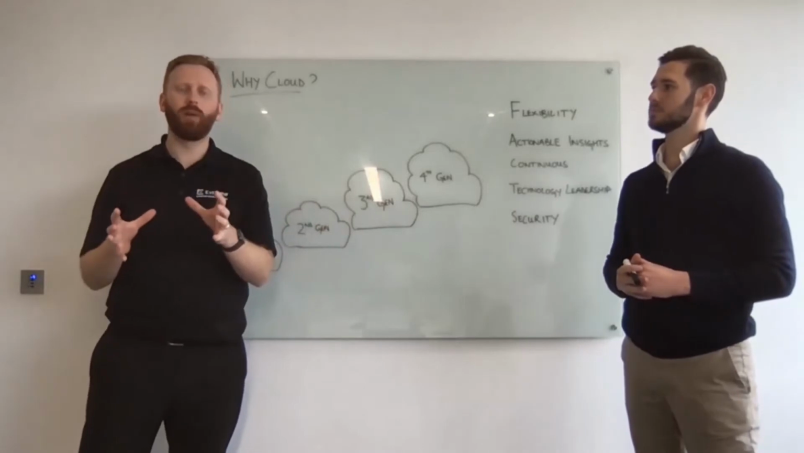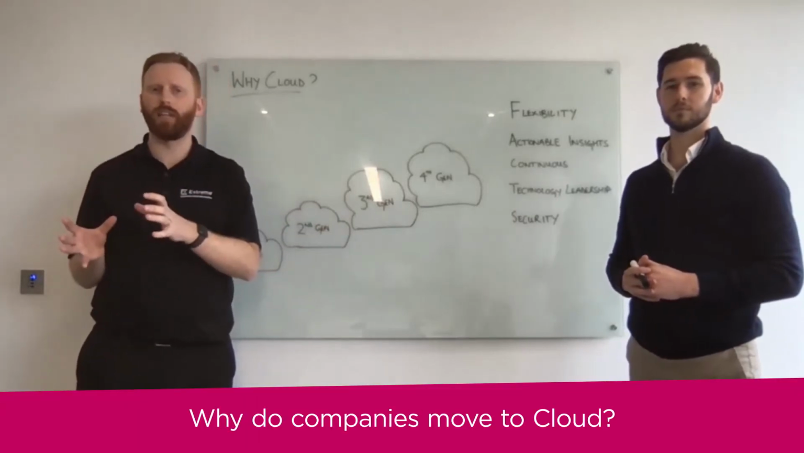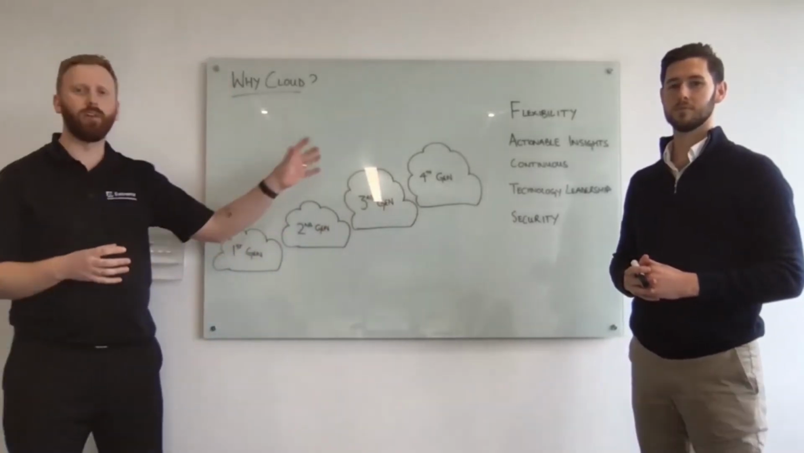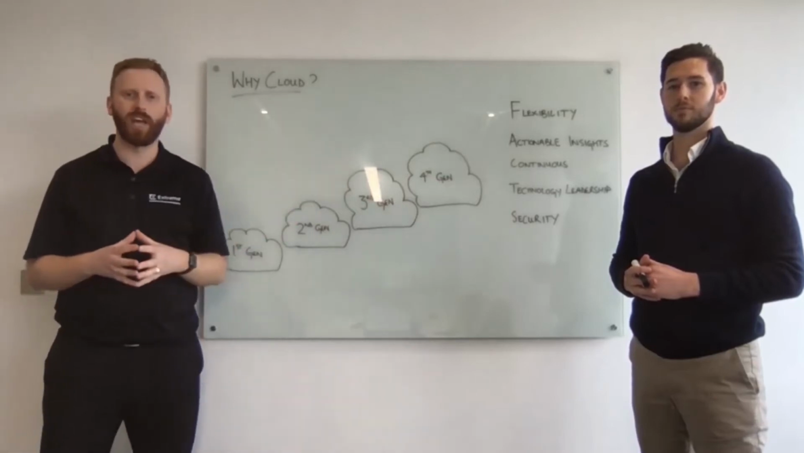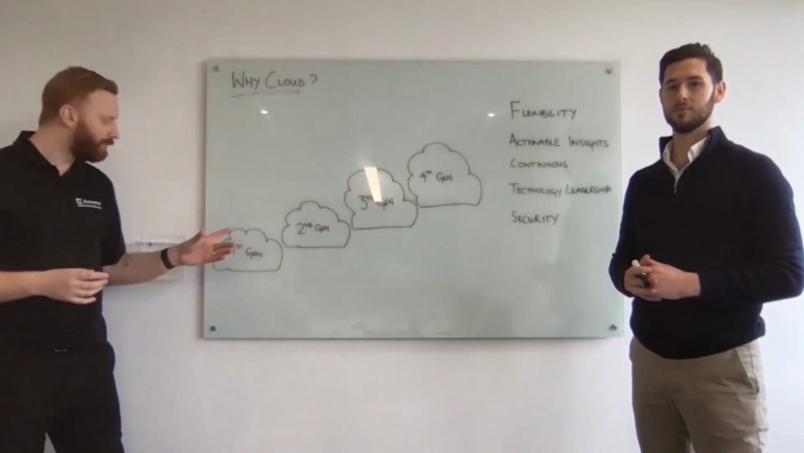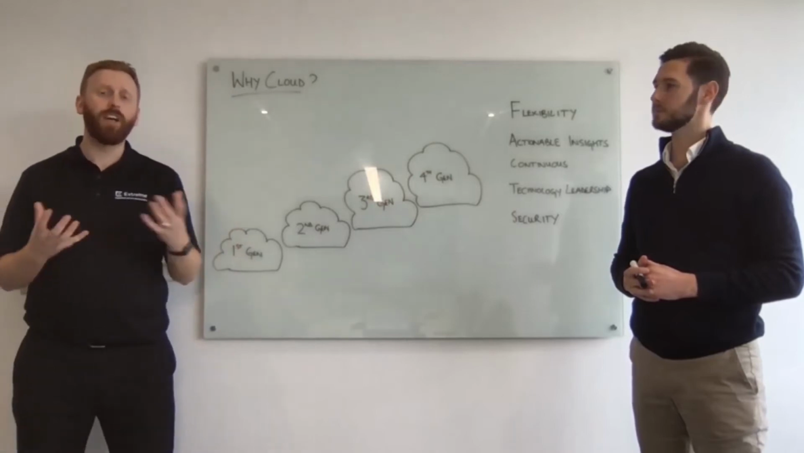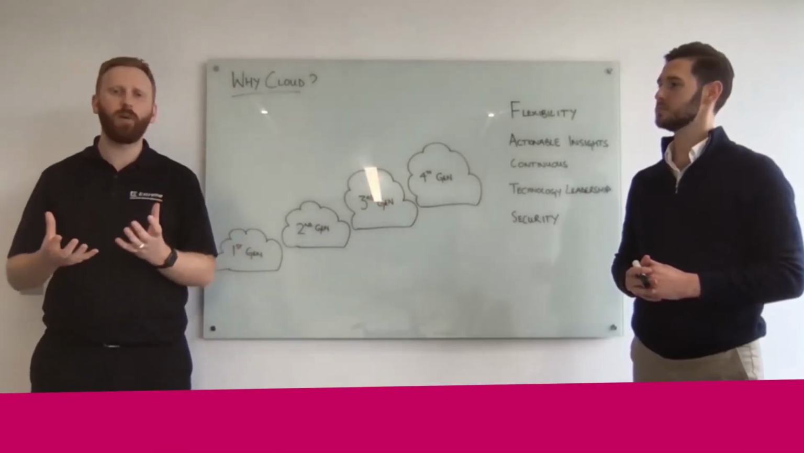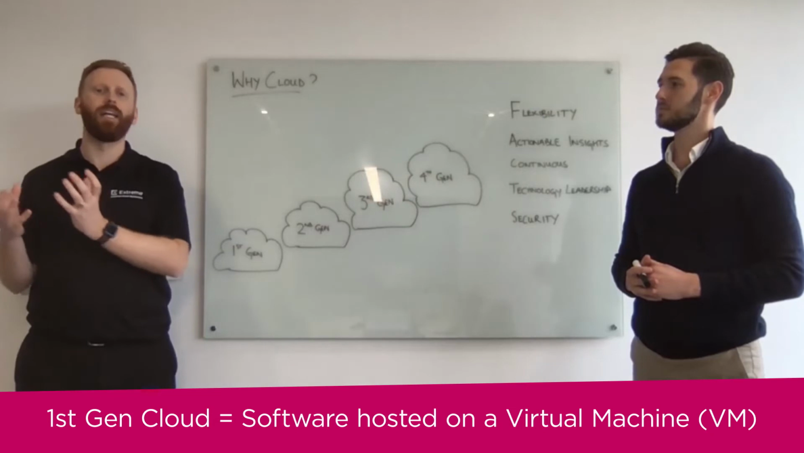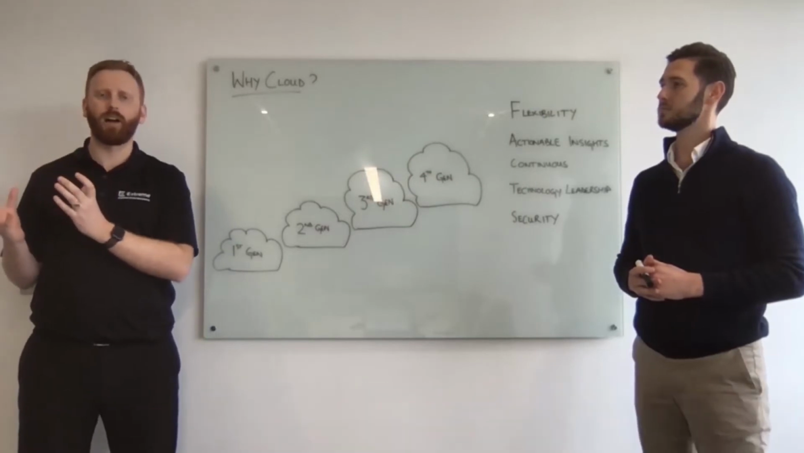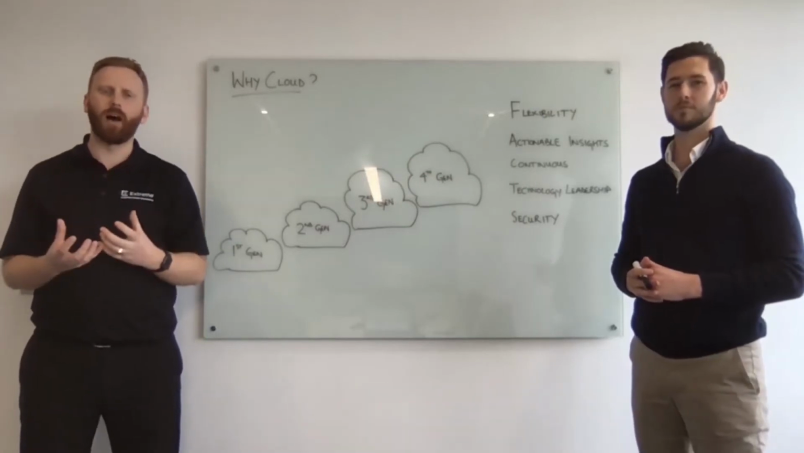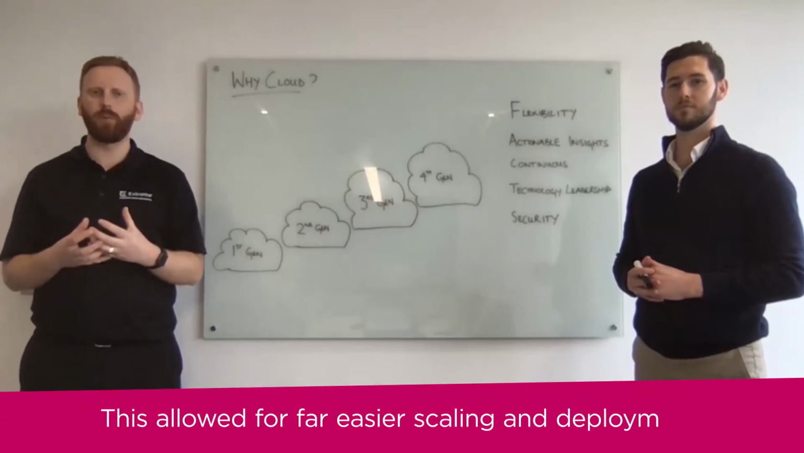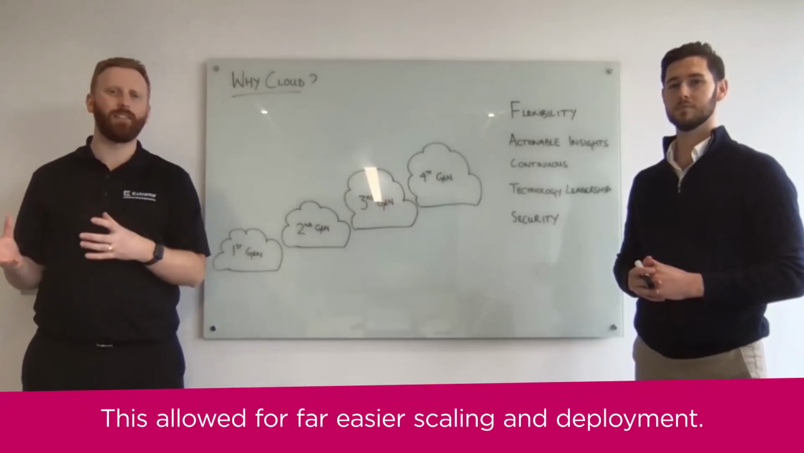So let's talk about why people move to cloud first and go through the evolution that we've got to moving on to fourth gen. So what was first generation cloud? First gen cloud was taking a piece of software, hosting that on a VM, and then putting that into a cloud architecture. So why do people do that? Well, it allowed them more flexible deployment, but also allowed far easier scaling.